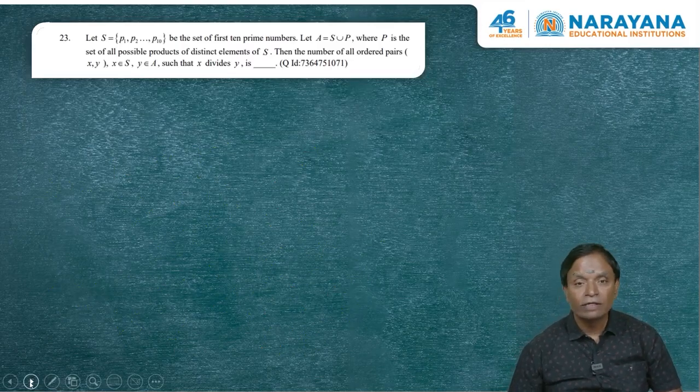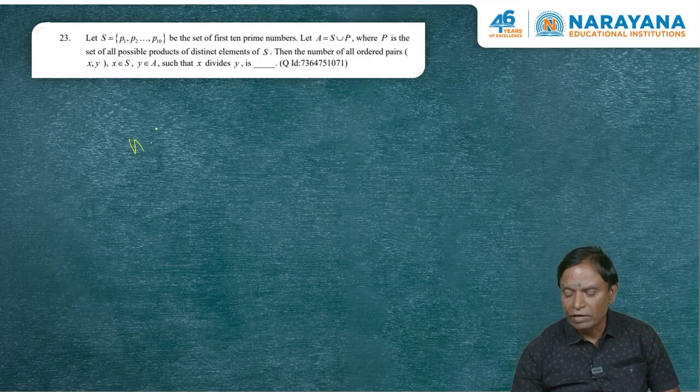Let us go to the next problem. For this, there is a direct formula. When you have n elements in the given set S, you can directly use n into 2 power n minus 1. This gives you 10 into 2 power 9, which is nothing but 5120. Okay, let us go to the next problem.